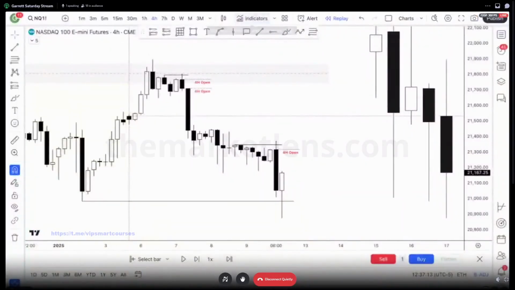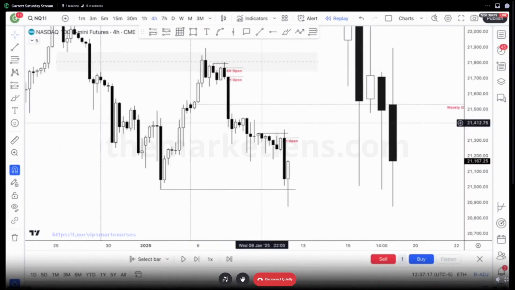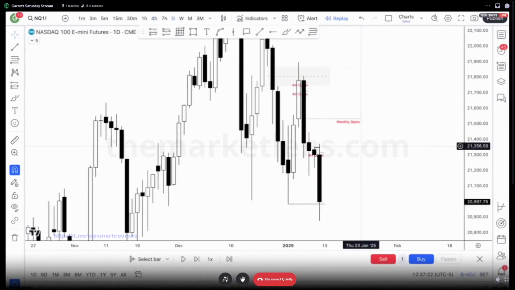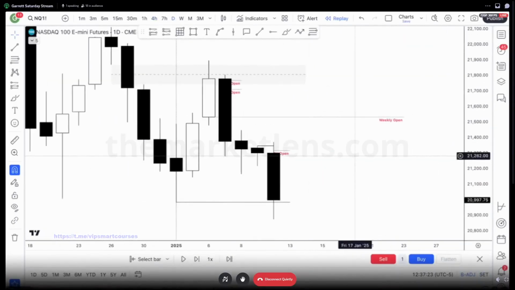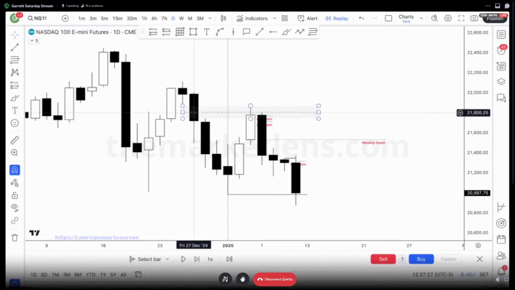So let's go over some more examples. This is more so just of the 4-hour creating the high of the day a lot of the times. So if I just run through this weekly PA here, you open up the week right here in the middle of a range, right? And when we think about a bearish candle, I'm always gonna lean bearish if we're opening up in a bearish range.